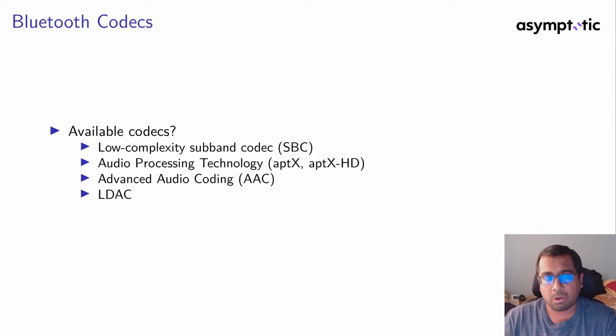aptX is from Qualcomm and is generally found on devices which use Qualcomm chipsets. Apple devices generally use AAC. LDAC is from Sony, and Sony markets or targets it primarily at audiophiles. So we have all these codecs. So which is better?